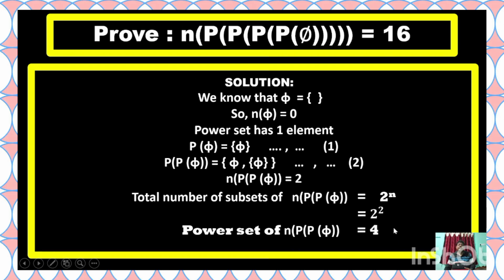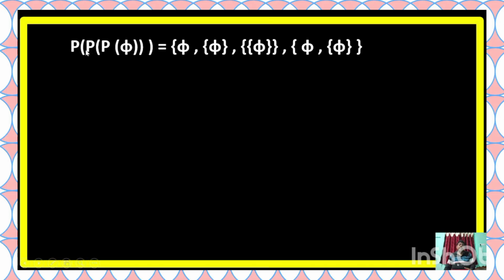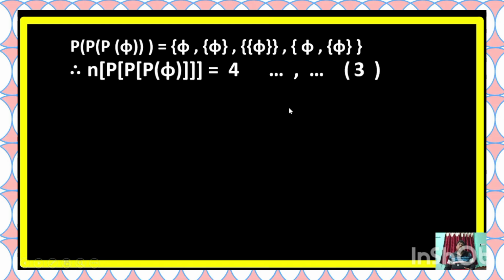Right? Understand? So, look at here. Again, the power set. Thus, we get that if you write the power set of the power set of phi, what are the elements there? 4 elements are there. Yes, and hence the cardinality is what? 4. Thus, it is clearly understood that the cardinality of the power set of the power set of phi is 4. Understood? Yes. Okay.